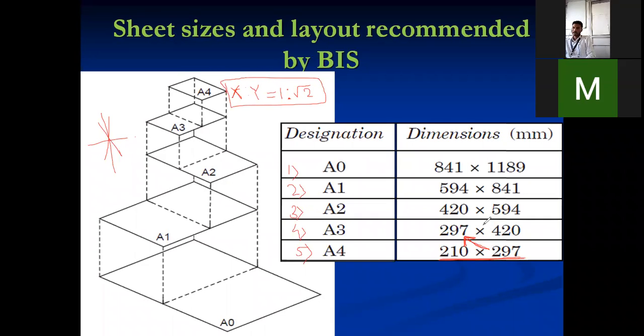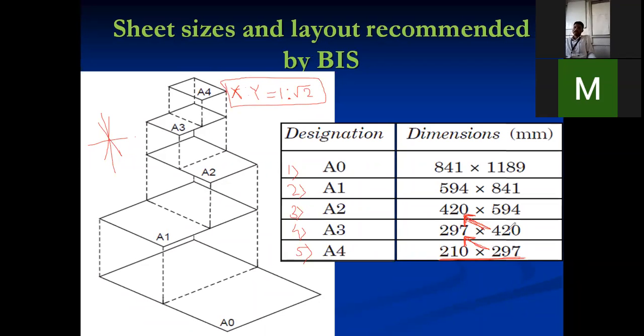Further, this 420 as it is, you have to take as it is, and then again in similar fashion you have to multiply that 420 by root 2. How much will it come? Multiply 420 by root 2. How much is it coming? 594. Is it coming 594? Yes, sir.